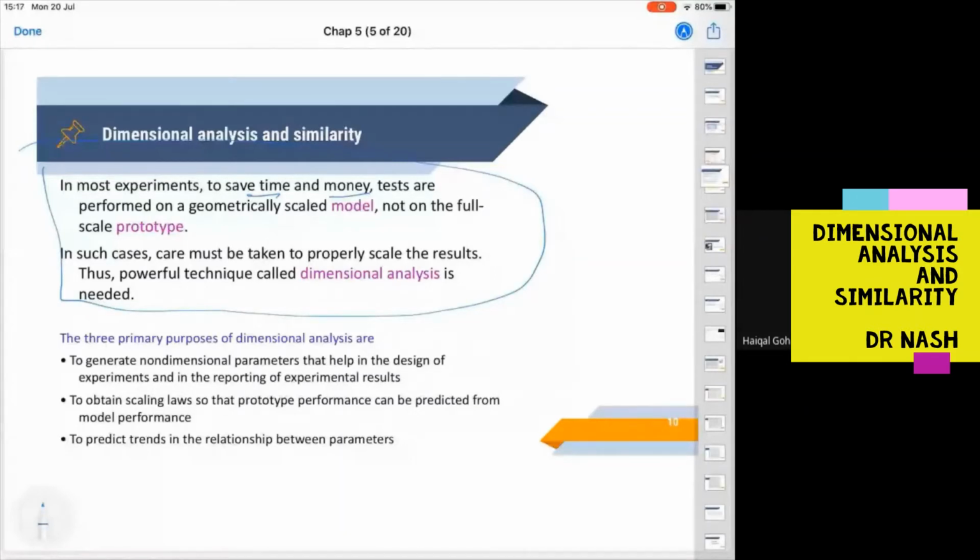Okay? Kalau contohnya kereta Proton X70 tu kan. So X70 tu size-nya besar kan. Contohnya length dia about 3 meter. 3 meter ke? Kan? About 3 meter. So very big car, about 3 meter length.